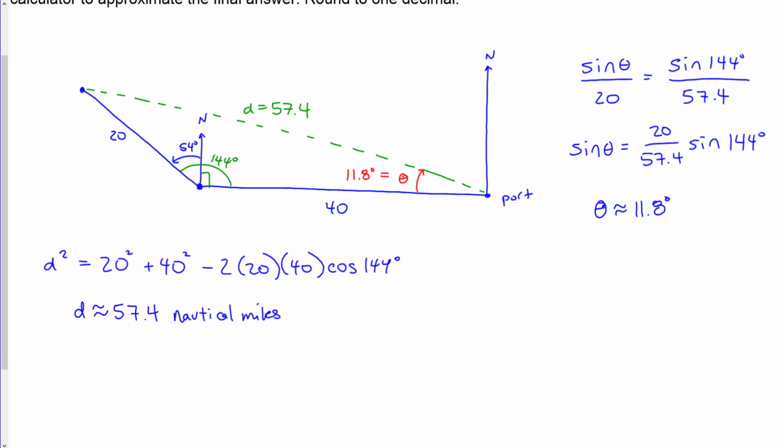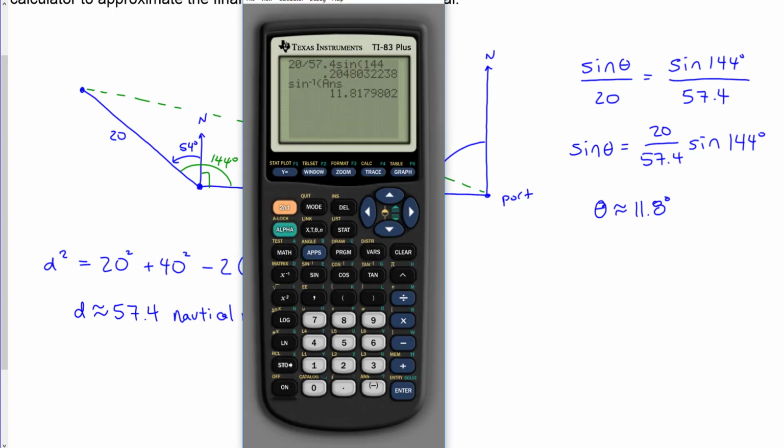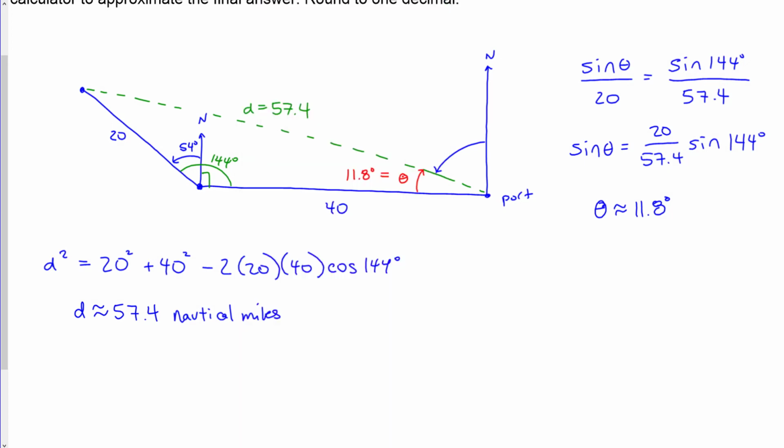Now the problem with that is that that's not technically a bearing. All right, that's a direction from west. But the bearings are directions from north. So I actually need to know what this angle measure is right here. But that's pretty easy. That's just going to be 90 minus the 11.8. So if I take 90 minus 11.8, I've got 78.2. So what that means is that the ship's new bearing is north 78.2 degrees west.